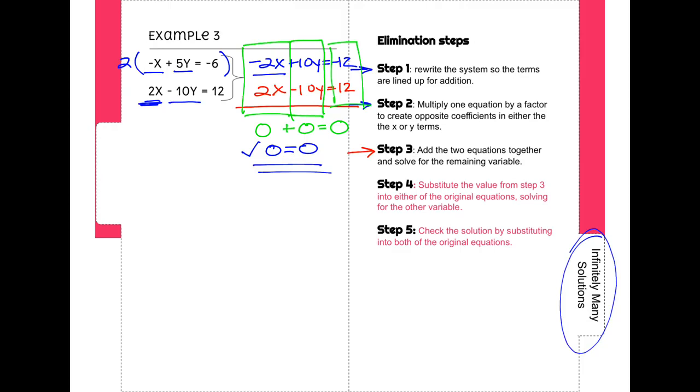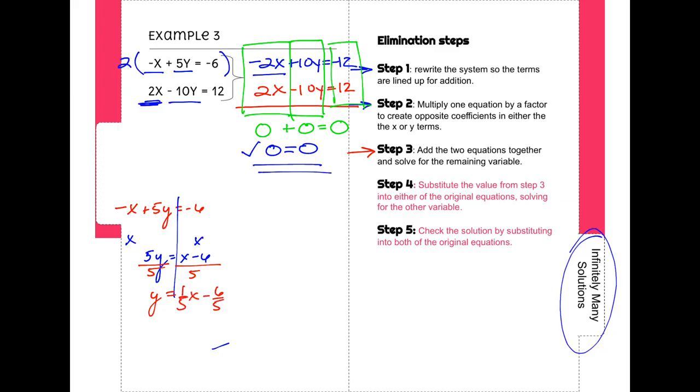So, in order to double check, we are going to need to put both of these lines into slope-intercept form and verify that they are in fact the same line. So let's start with negative x plus 5y equals negative 6. Add x to both sides. We'll get 5y equals x minus 6. Divide both sides by 5. And we get y equals 1/5 x minus 6/5.